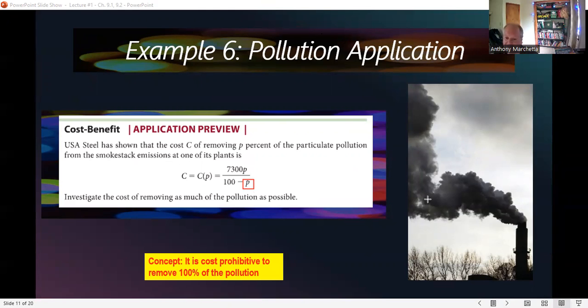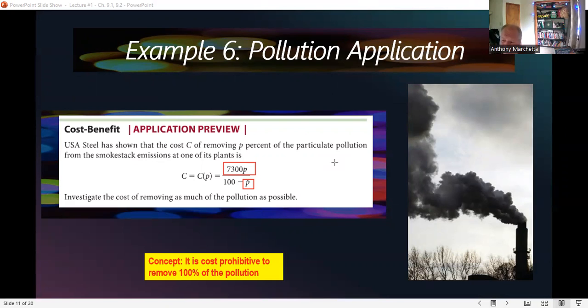So even though the top is 0, because oh no, this top is not 0. I'm sorry, P is 100, so the top would be 730,000 is actually what it would be. But the point anyway is it's a number over 0. It's not 0 over 0. It's a number over 0. Either way, that is an indeterminate form.